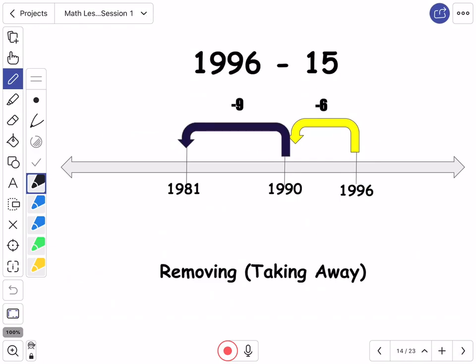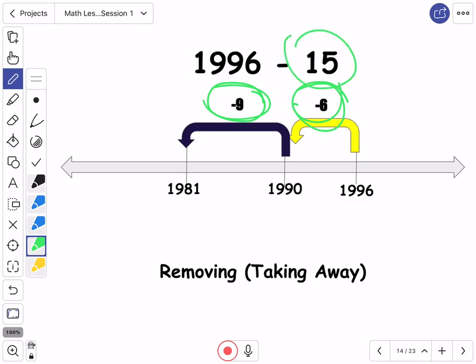Ooh, look at that. Okay, so notice how I jumped back 10, because for me that was a little bit easier. But if you already knew that you needed to jump back 6 and then jump backwards another 9 because 9 and 6 equals 15, then you, my friend, are much quicker than I am, okay?